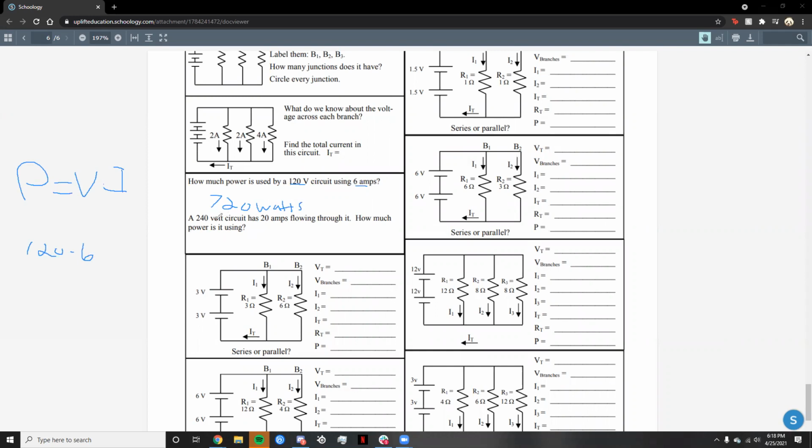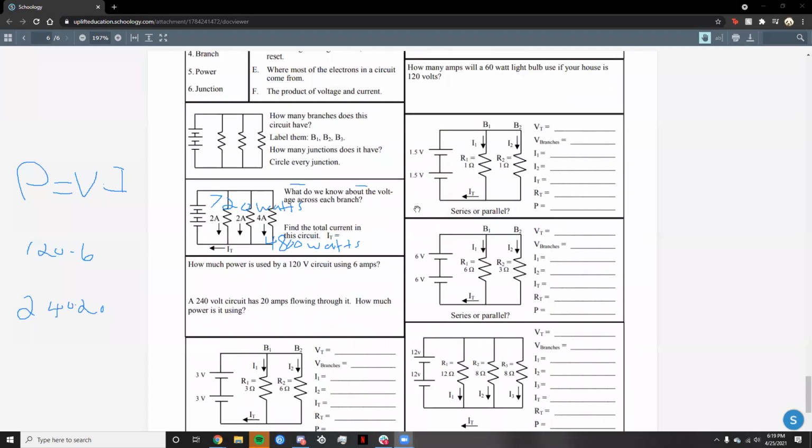And a 240 volt circuit has 20 amps flowing through it. So 240 times 20 is what? Come on, guys, that's easy. 4,800 watts. And that's that.